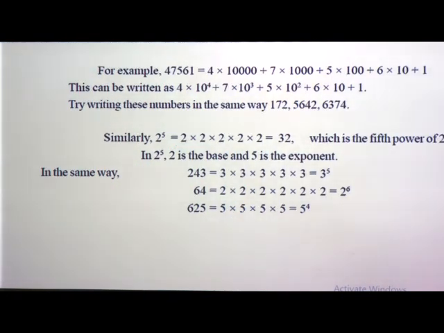Now, we will have some examples. For example, 47561 is equal to, you know what the expanded form of this is. So, here you know 4 multiplied by 10,000 plus 7 multiplied by 1000 plus 5 multiplied by 100 plus 6 multiplied by 10 plus 1. This is written in expanded form.